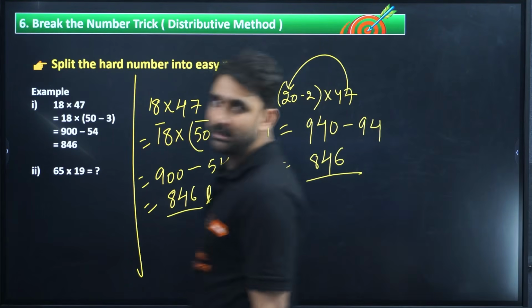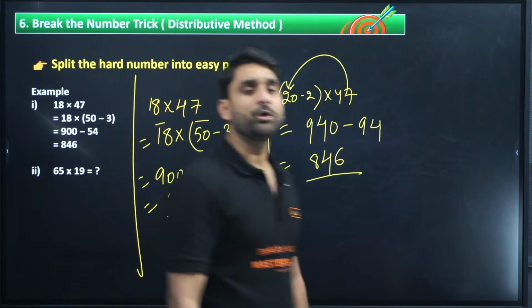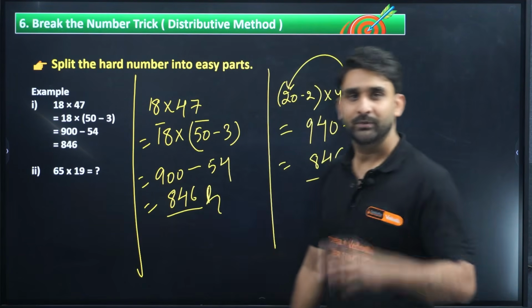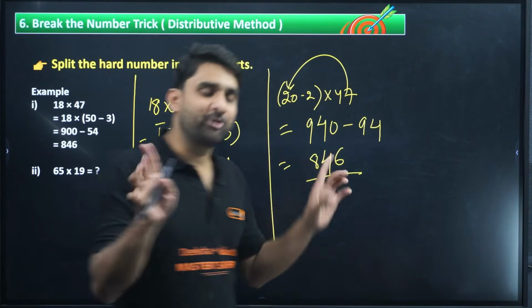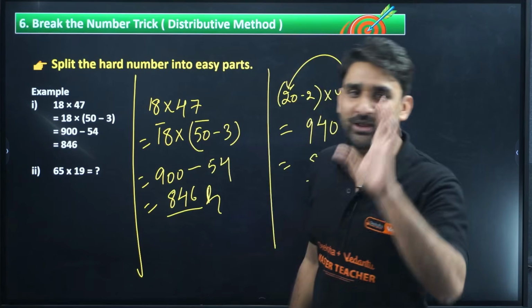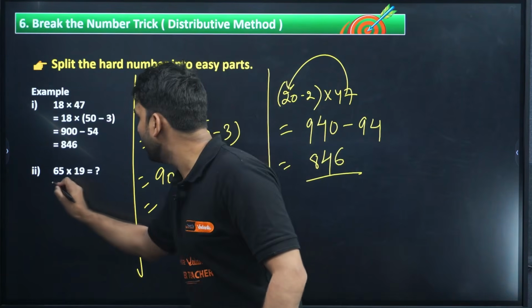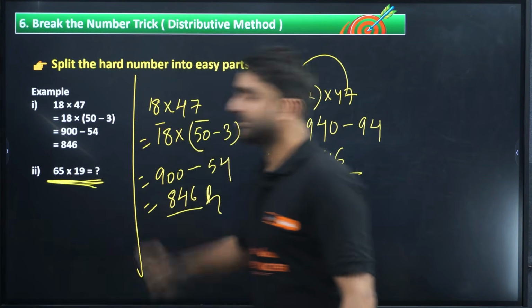So this will reduce your time, my dear. So what you need to do? You have to break the number in two parts, but don't break both numbers. You have to break only any one number. Now this is your homework. Find out what would be the result.